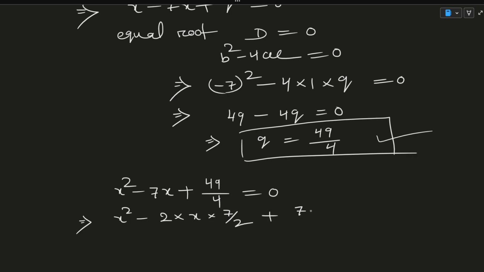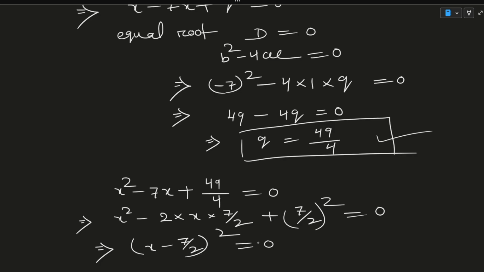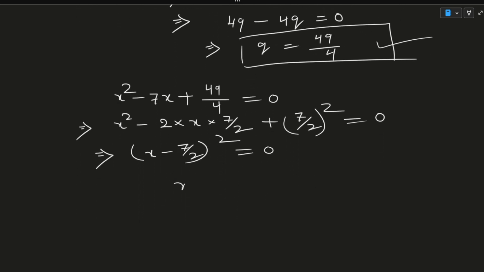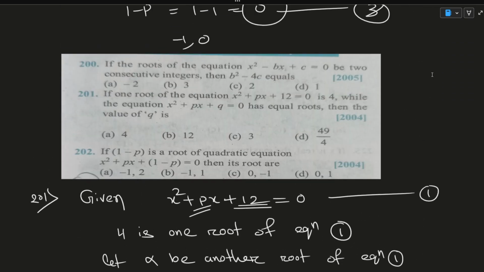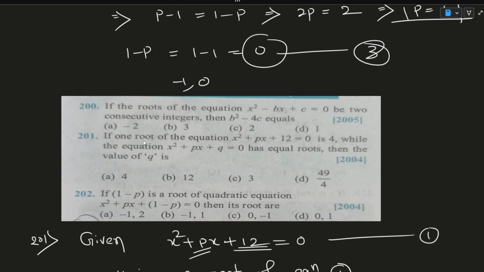Okay, so it will be, clearly you can see that it is the formula of (a minus b) whole square equal to 0. So the equal roots, that is x equal to 7 by 2. Okay, we also verified here that that is the correct option. So now we'll see another question.